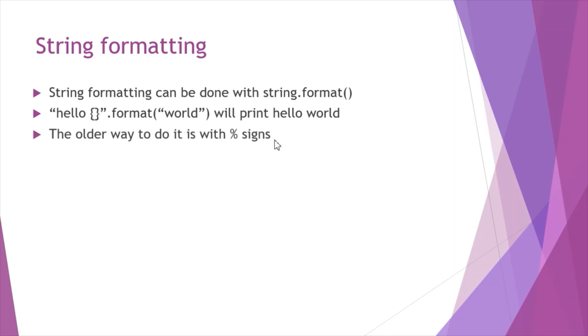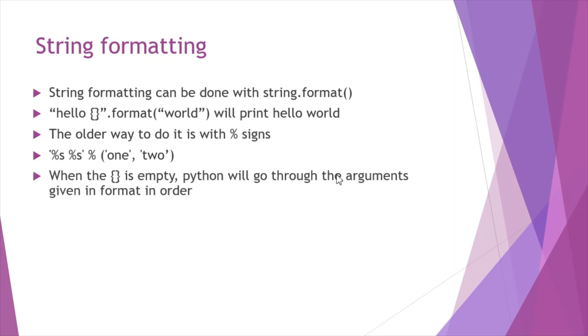The older way to do it is with percent signs, which you may see here and there as you're looking through the internet. So it's basically very similar. You've just got %s, which is a string, %s again, and then 1, 2. So that'll basically print 1, 2 where these placeholders are.